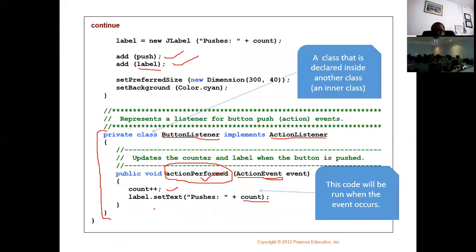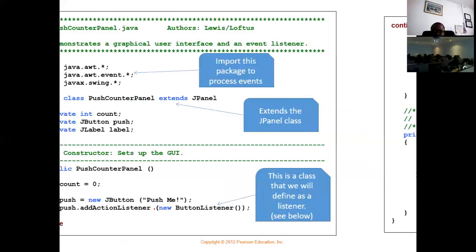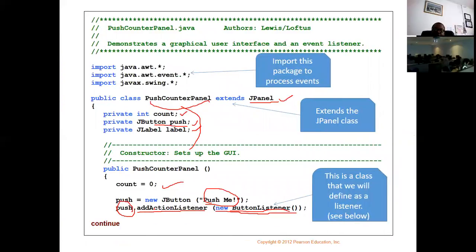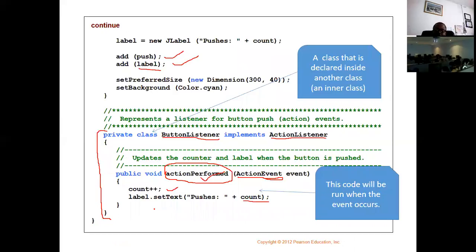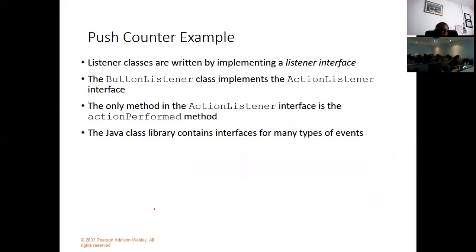So in this case, the only time I need the button listener is associated with the button called push. And so there's an intimate relationship between this class and the push counter panel class, and so that's why we create an inner class here. There's nowhere else that we're going to use this particular class called button listener. All right.